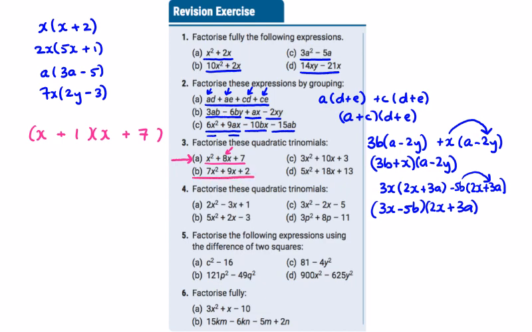In the second one, we have a prime number at the beginning and the end. 7 is prime, so the only way to get 7x squared is 7x times x. And the only way to get 2 is 2 by 1. And you can see if I put 2 here, I'm going to get 14x, and I'm looking for 9, so that doesn't work. So you're left with very few options. 2 here and 1 here will give me plus 7x plus 2x to give me that plus 9x.